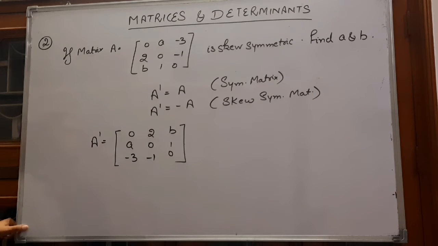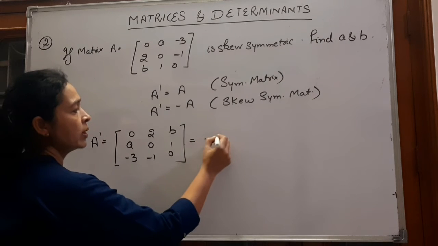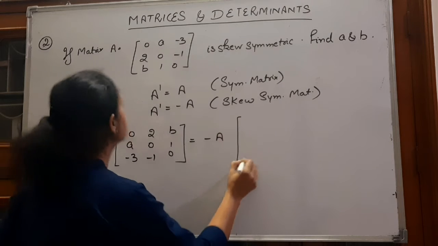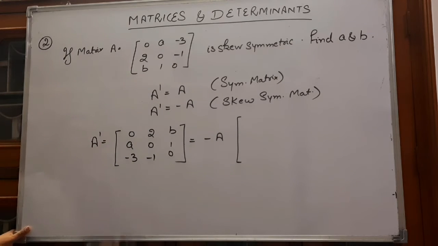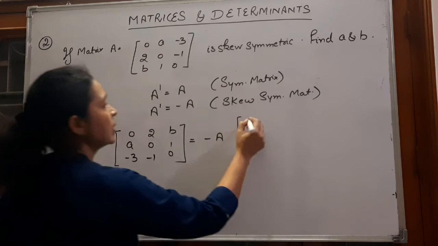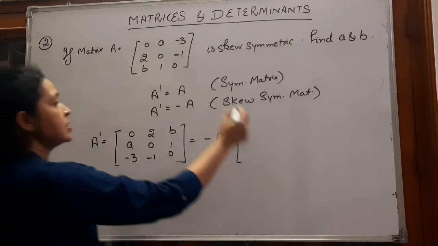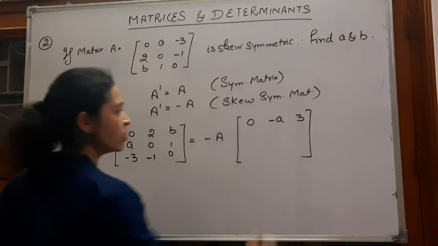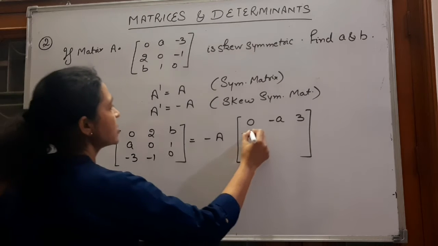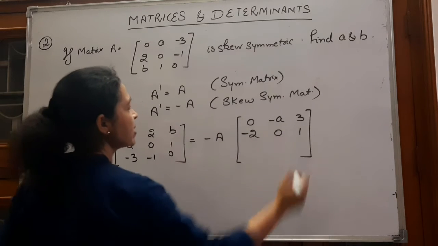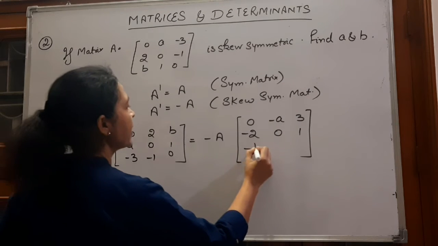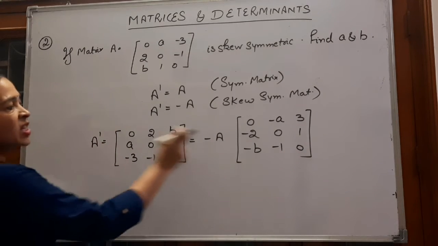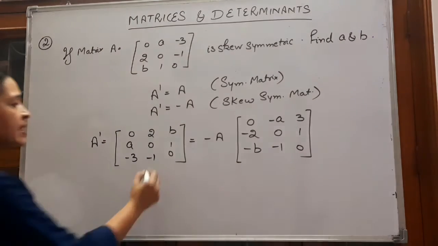This is A transpose, and this is equal to minus A. And what is minus A? Negative of matrix A. Negative of 0 is 0. Here we have minus A, 3. Minus of minus 3 is 3. Minus 2, 0. Minus of minus 1 is 1. Minus B, minus 1 and 0. Now, A transpose is equal to minus A.